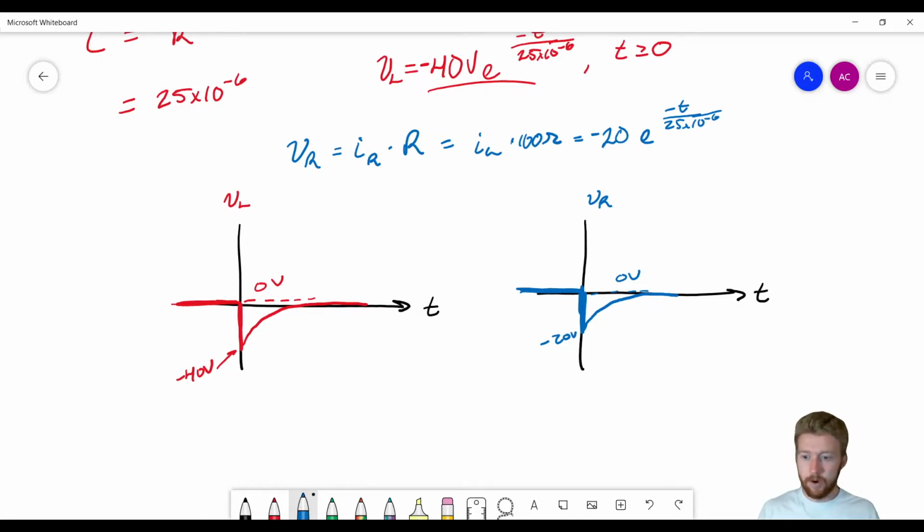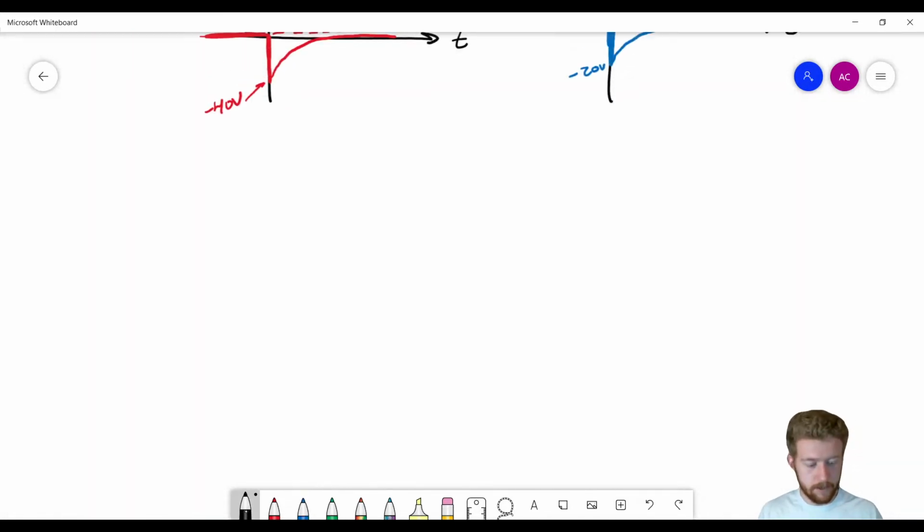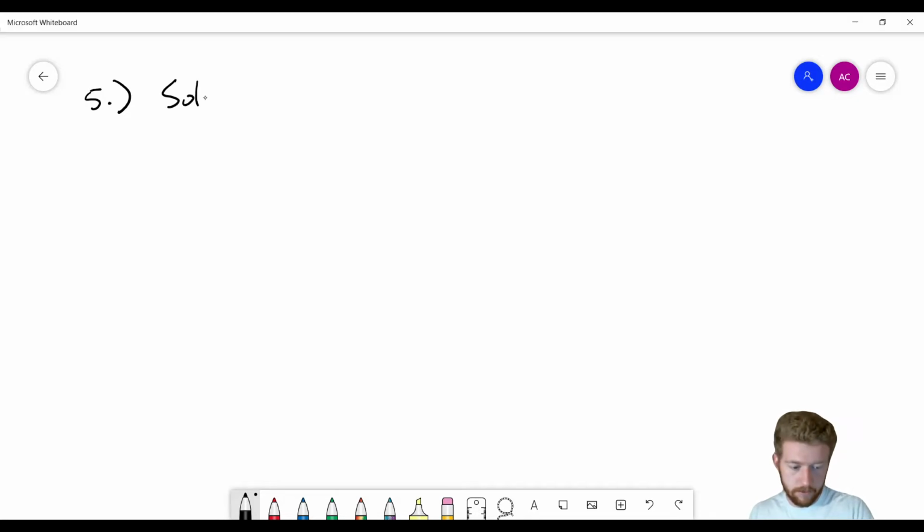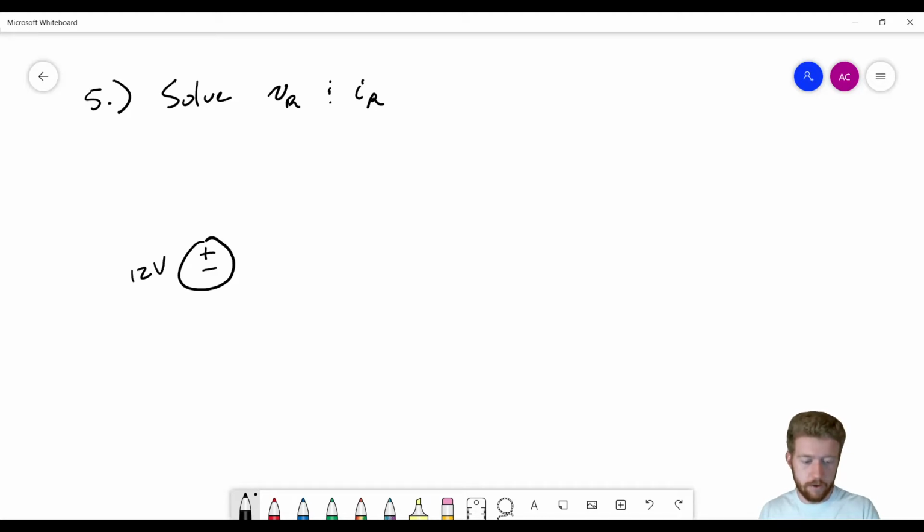Alrighty, so the last thing we're going to do is work out a little bit simpler of a problem. It's a little bit simpler, but it's still something that we haven't practiced before yet. So let's go ahead and try this one out. We're going to solve for VR and IR. So we're back to voltage and current for a resistor. We're going to have a 12-volt source, a switch that was open, and is going to close at t is equal to 0.